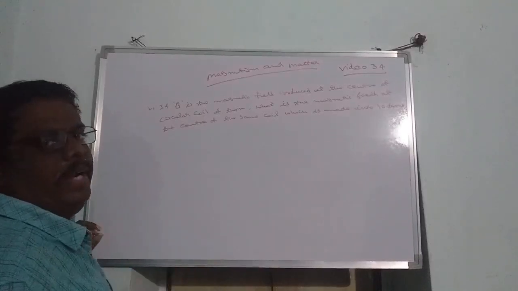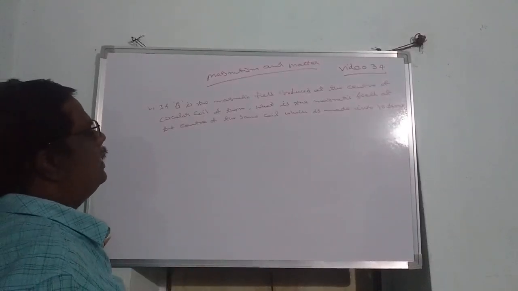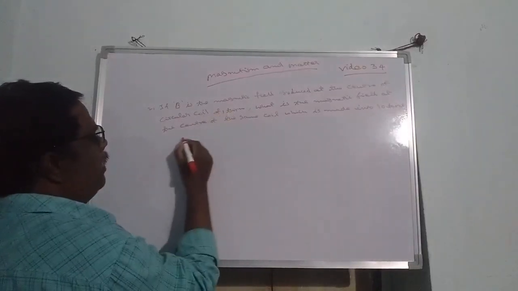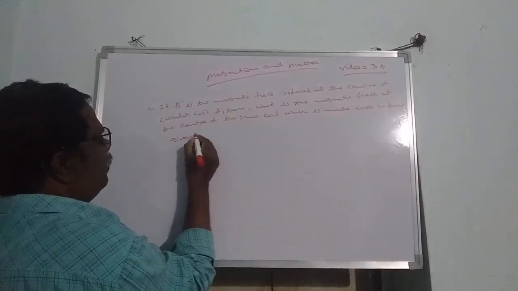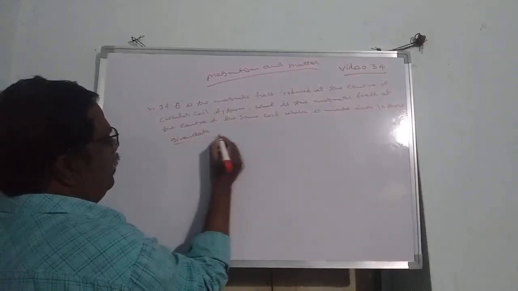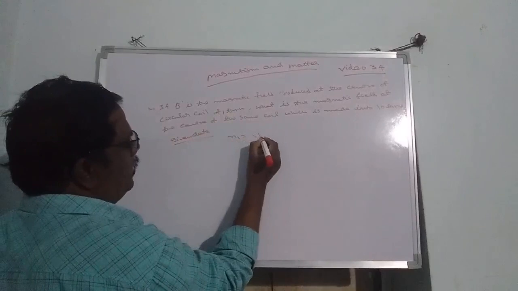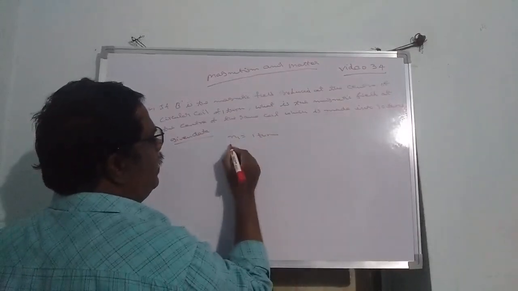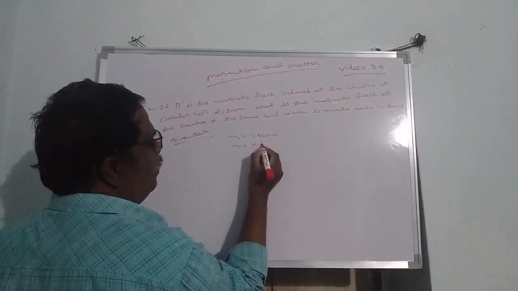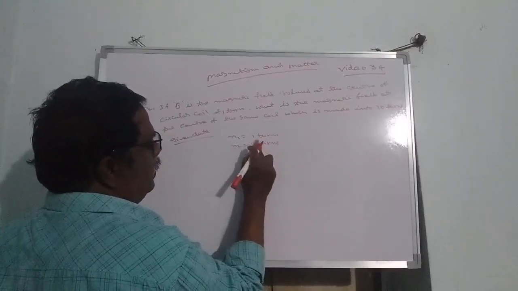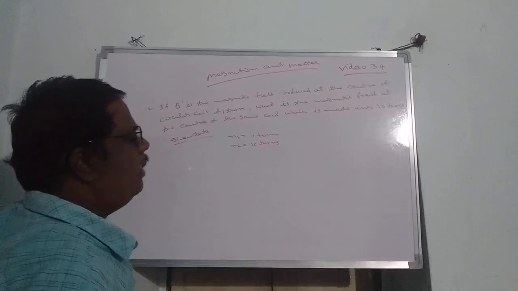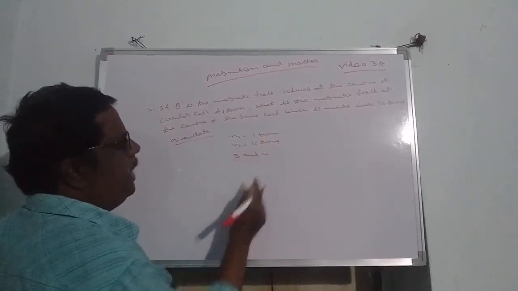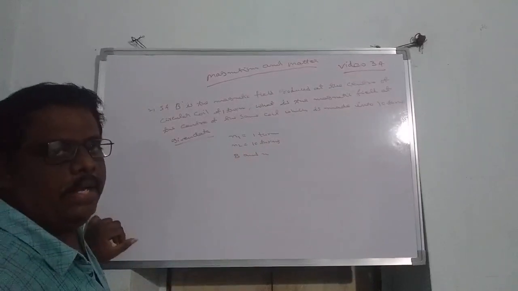B is the magnetic field produced at the center of a circular coil of one turn, only one turn. That means given data: N1, number of turns in the first case, is 1 turn. Next, N2 will be equal to 10 turns. So, what is the relation between B and N, magnetic field and number of turns?